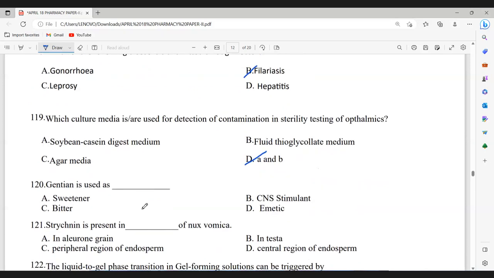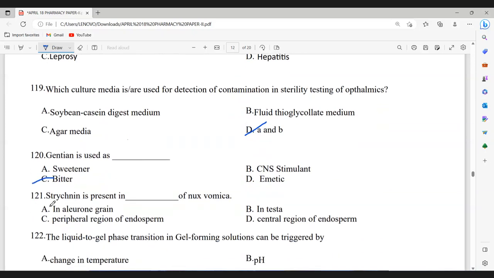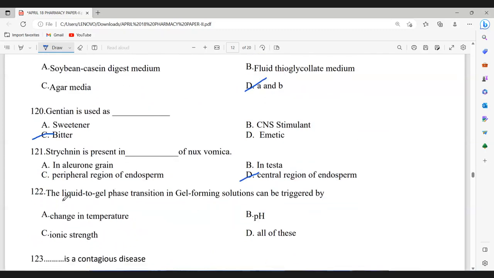Then 120, gentian is used as a bitter stomachic, a direct question. Then 121, strychnine is present in which layer of Nux vomica? It is present in the central region of the endosperm. And 122, the liquid to gel phase transition in gel forming solution can be triggered by all.